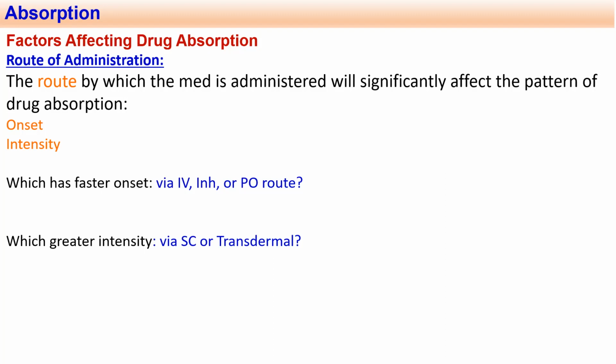Which has faster onset, via intravenous, inhalation, or PO route? The fastest is definitely going to be the IV, because the IV is going to bypass the absorption entirely, and the drug will be administered right into the bloodstream.